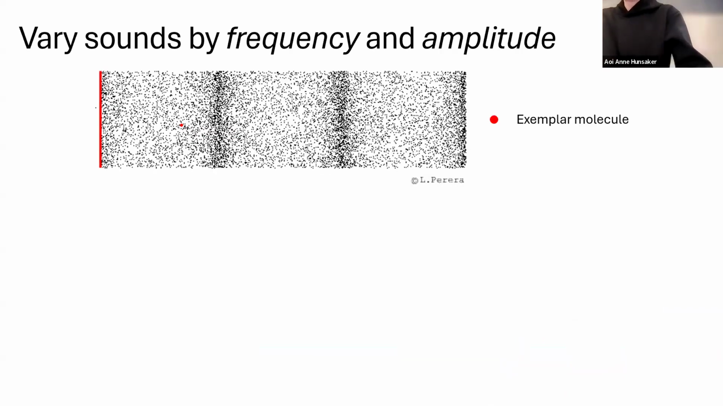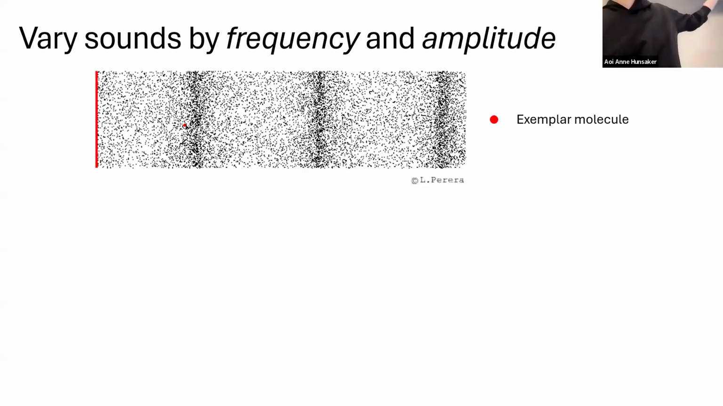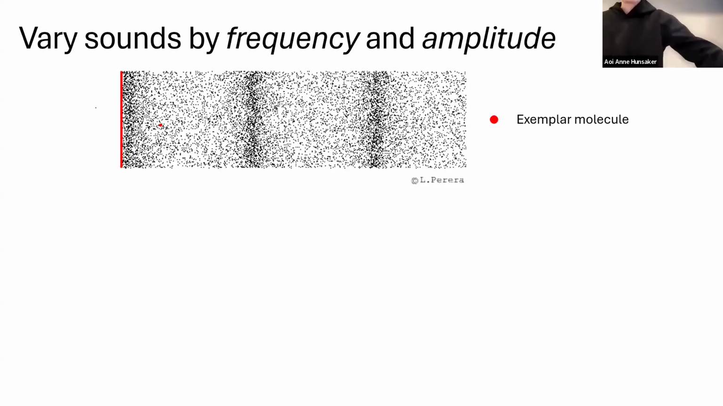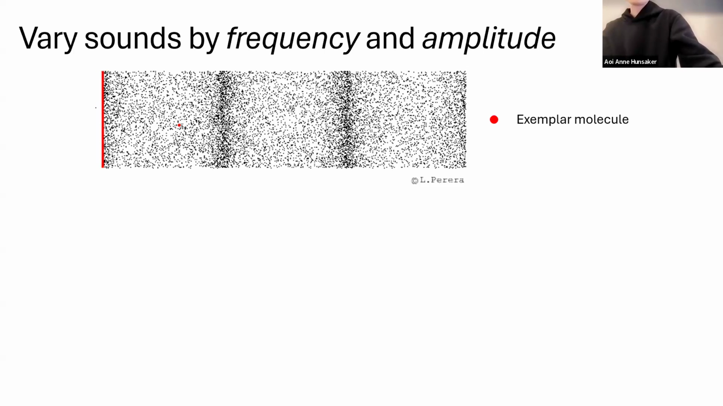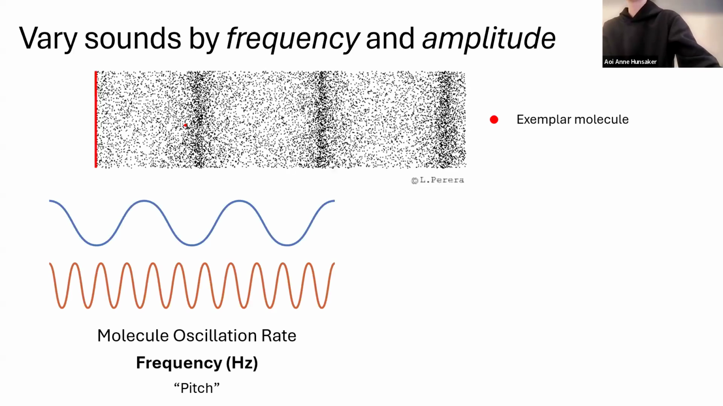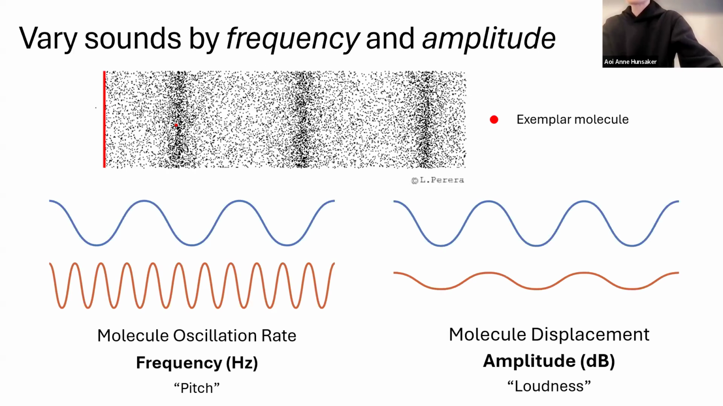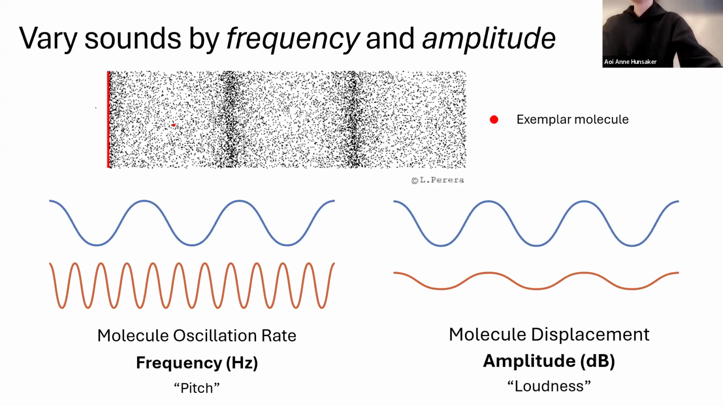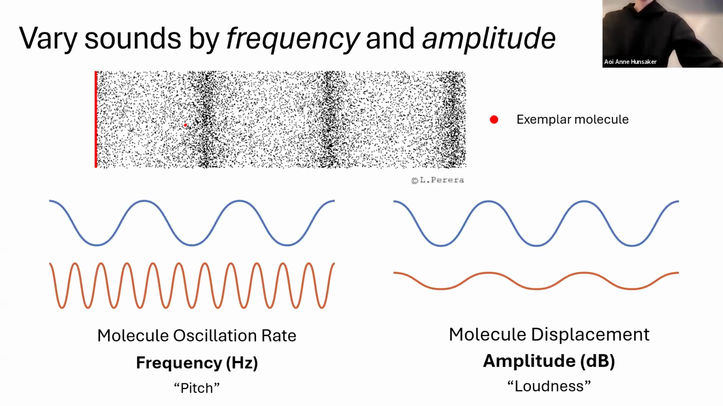And thinking of sound at a more basic physics level, if I were to track the trajectory of this red air molecule, yeah, it's visible here, which is moving due to a sound wave passing through. How many times this molecule moves back and forth in 1 second is referred to as its frequency. And how far this molecule moves relative to a baseline position is referred to as its amplitude.